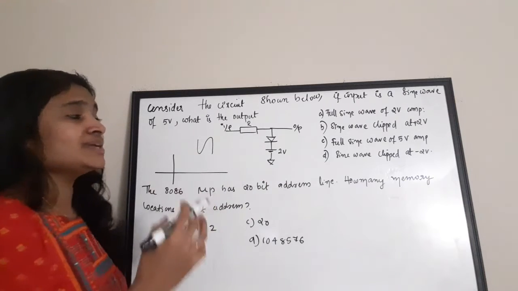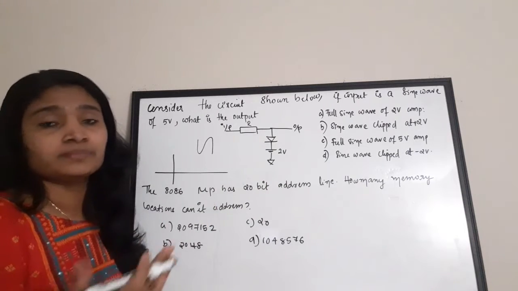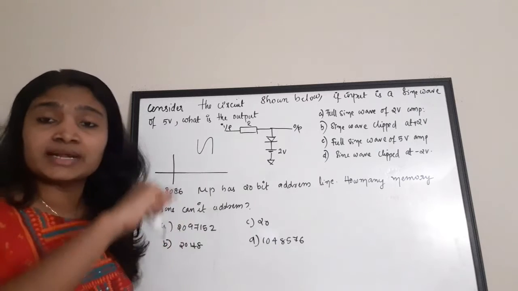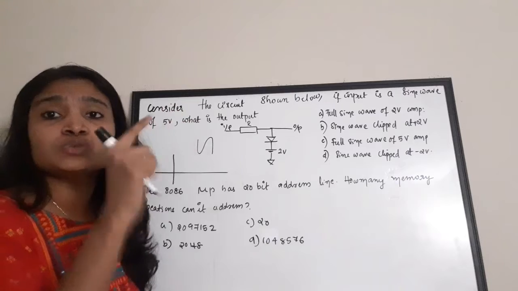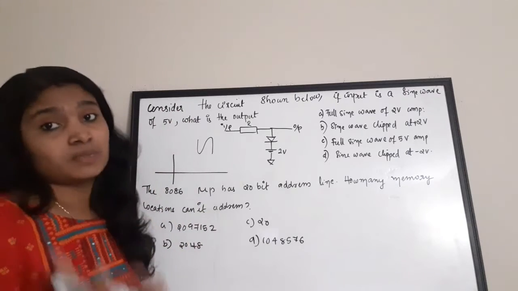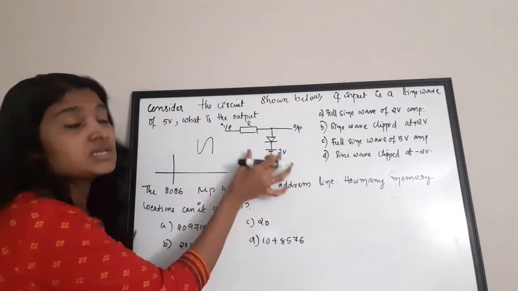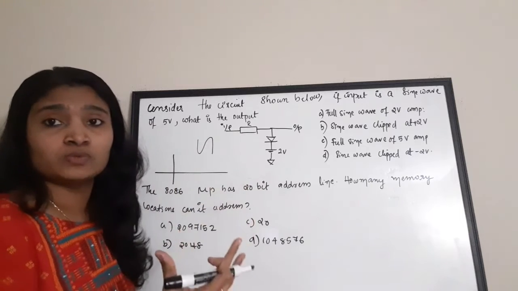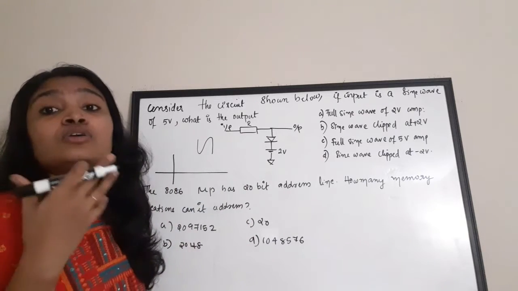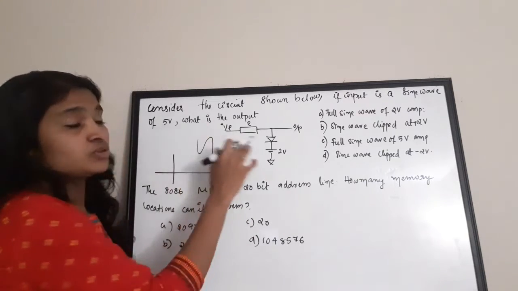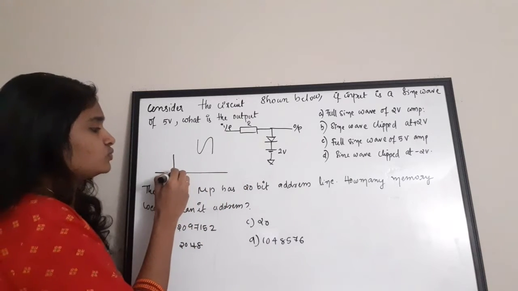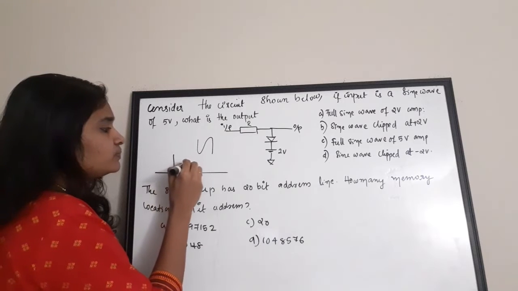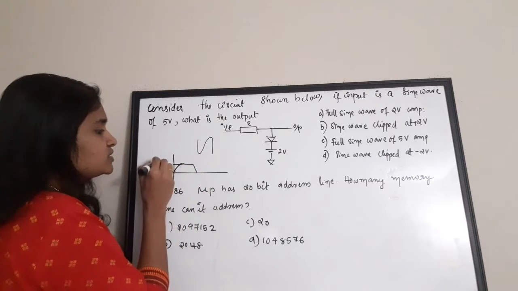But when the input is greater than 2 volt, since it is a sine wave, it will gradually go up to 5 volt. So starting from 0 up to 2 volt, the diode is reverse biased due to the presence of this voltage source. But beyond 2 volt, the diode is getting forward biased due to the presence of your input waveform. So what will happen? Clipping will take place at 2 volt. So this is your waveform. This is plus 2 volt.